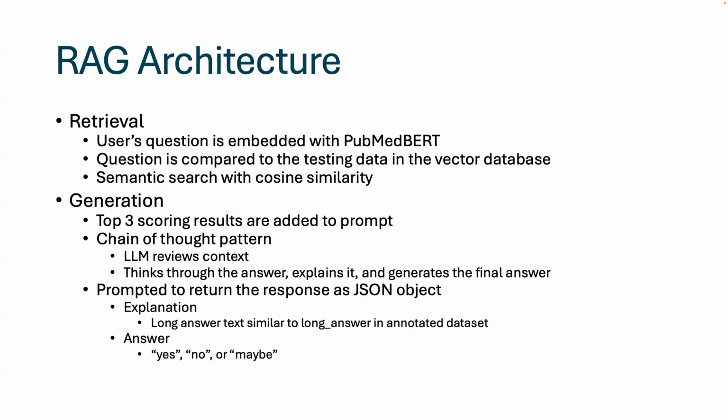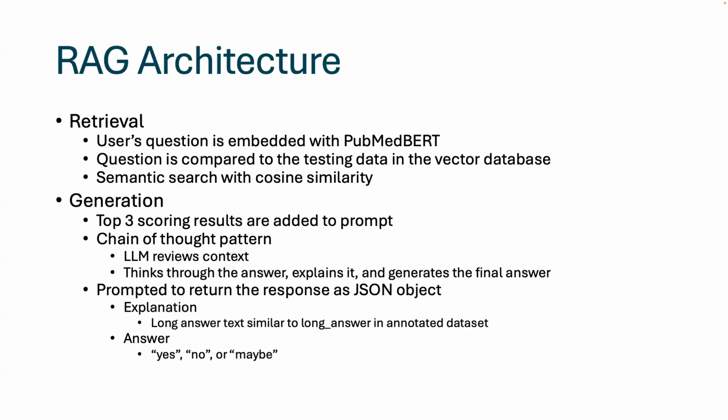For the RAG architecture, the user's question is embedded and compared to the testing data in the vector database with semantic search and the cosine similarity algorithm. The top scoring results are added to the prompt for the LLM to ground its response in the relevant context.